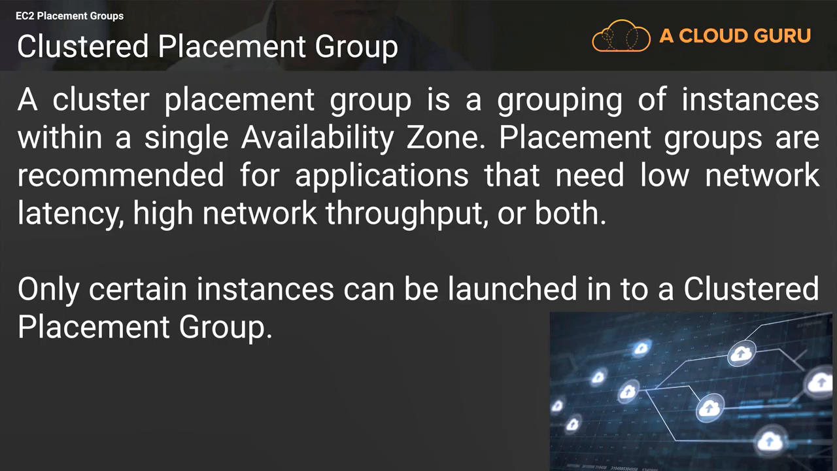So let's just say you've got a cluster of servers that makes up some sort of big data cluster that you're running. You'd want to use a clustered placement group because you don't want that data to be spread across multiple availability zones. You'll want it in one central place, and you want very low network latency and very high network throughput. So when you see placement group in the exam, if it doesn't call out specifically what that placement group is, it's a clustered placement group because that is the oldest one.